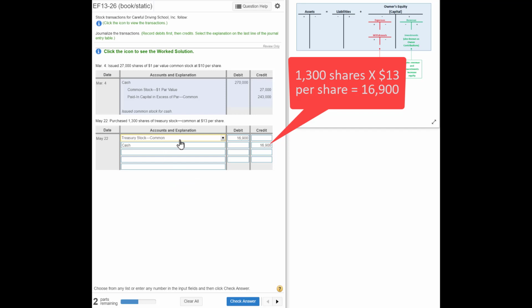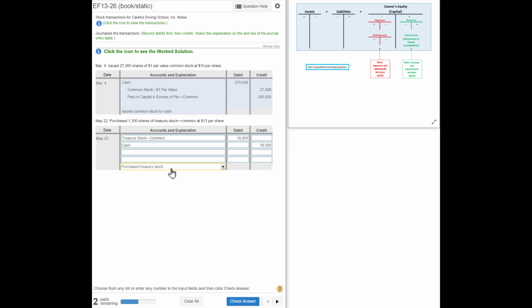Now why is treasury stock being debited? Remember, treasury stock is a contra equity. It lowers equity. So how do we lower equity? On the left side. And we need an explanation: purchase treasury stock. Now this explanation is lame. It should include extra information like the cost per share and how many shares were purchased.